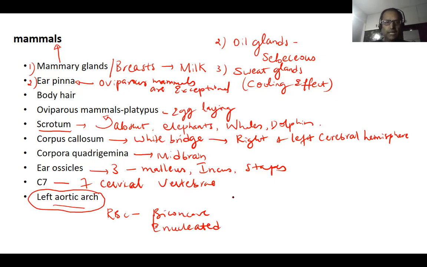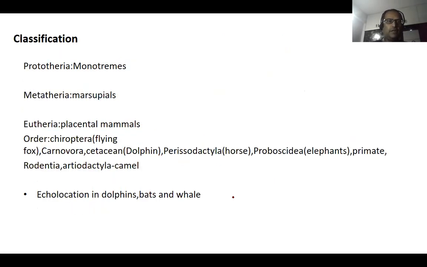Okay, fine. Other than this, now we'll go to the classification. These are the general characteristics that we have been understanding. The classification is as follows: Prototheria, Metatheria, and Eutheria. Please make a note of that. Prototheria refers to the oviparous mammals, that is, monotremes, the egg-laying mammals.